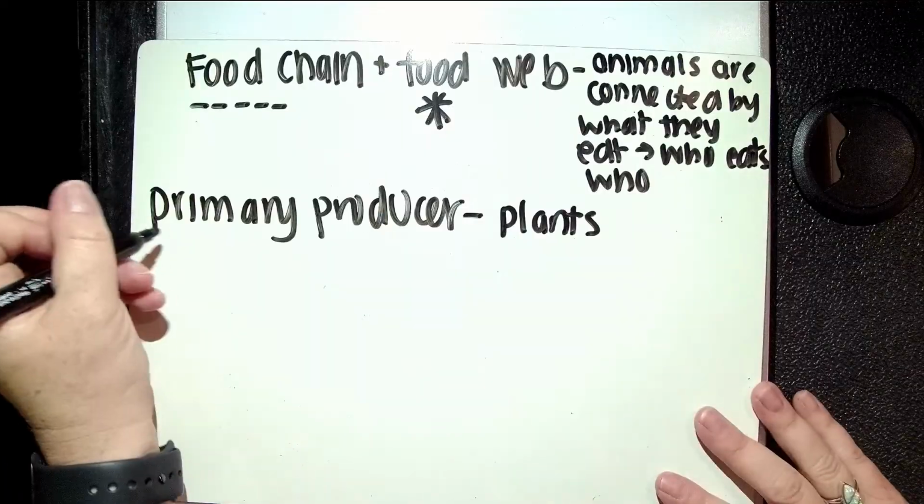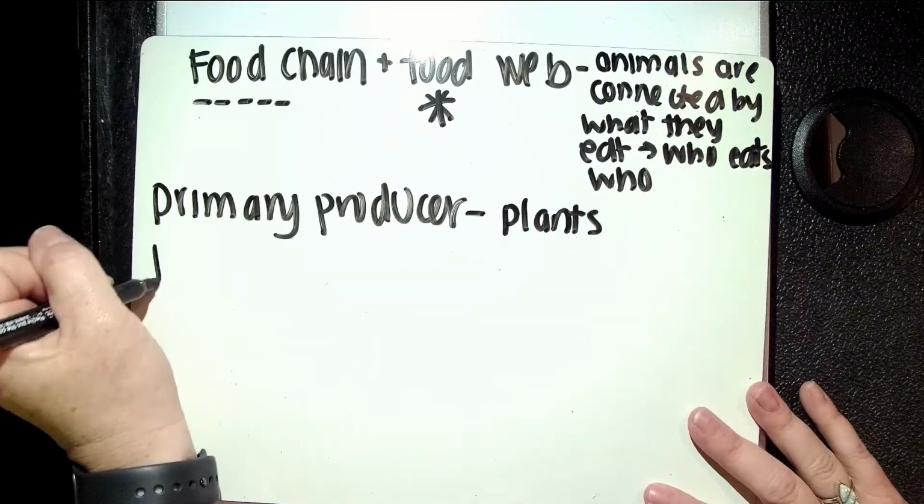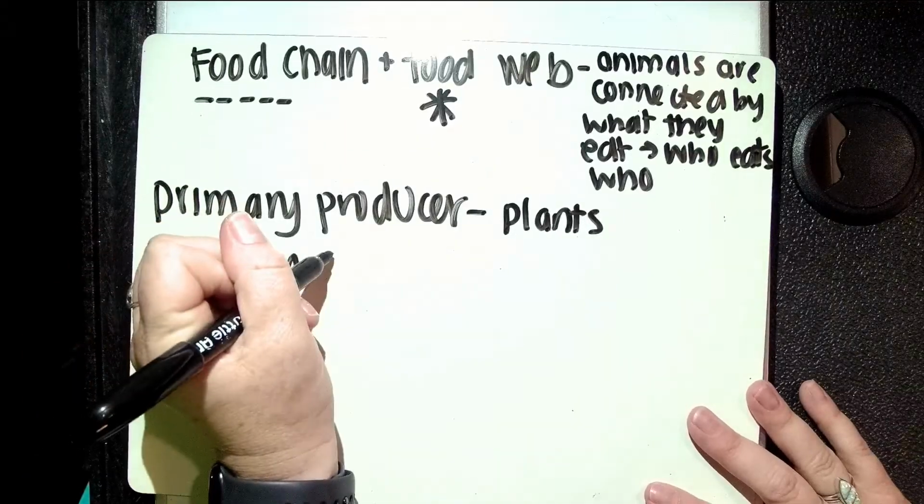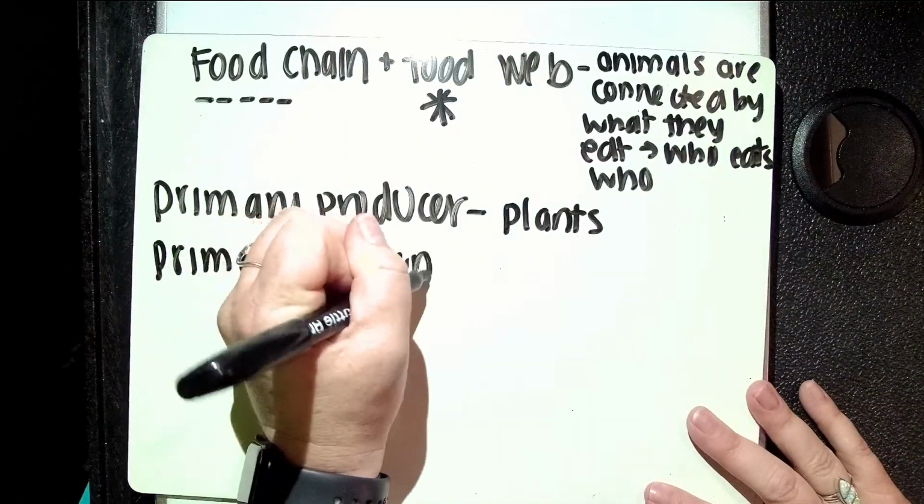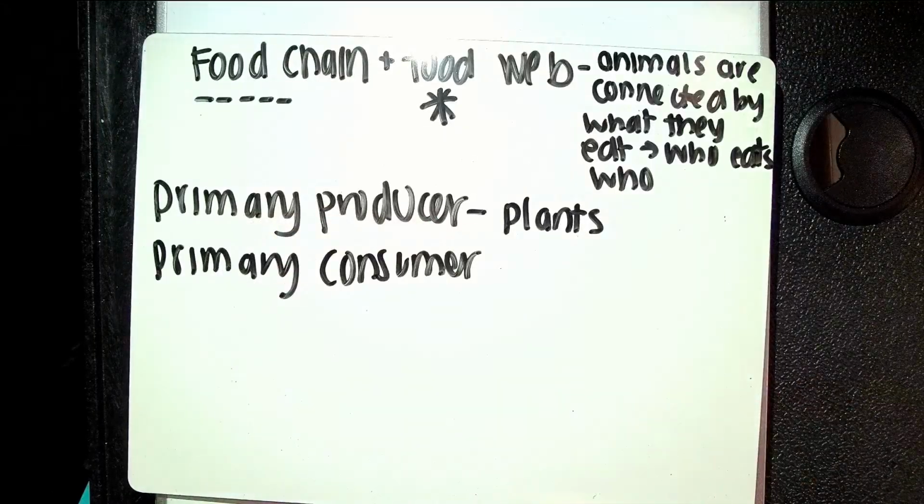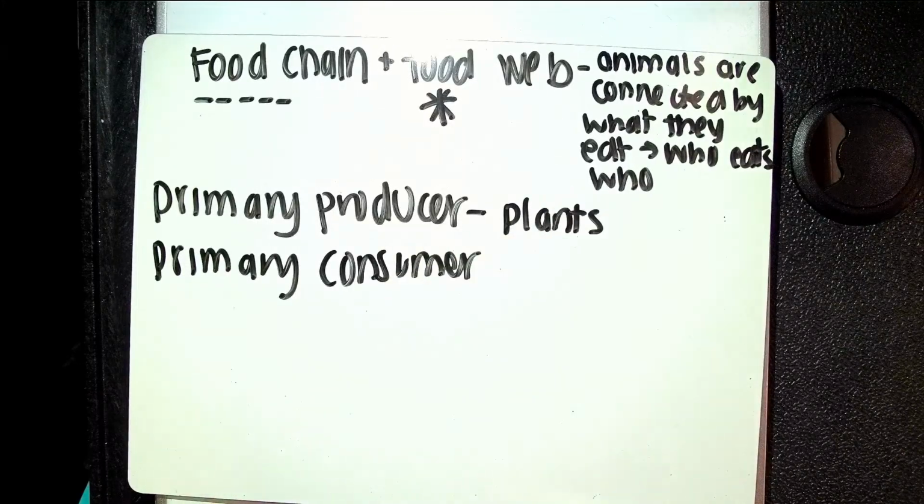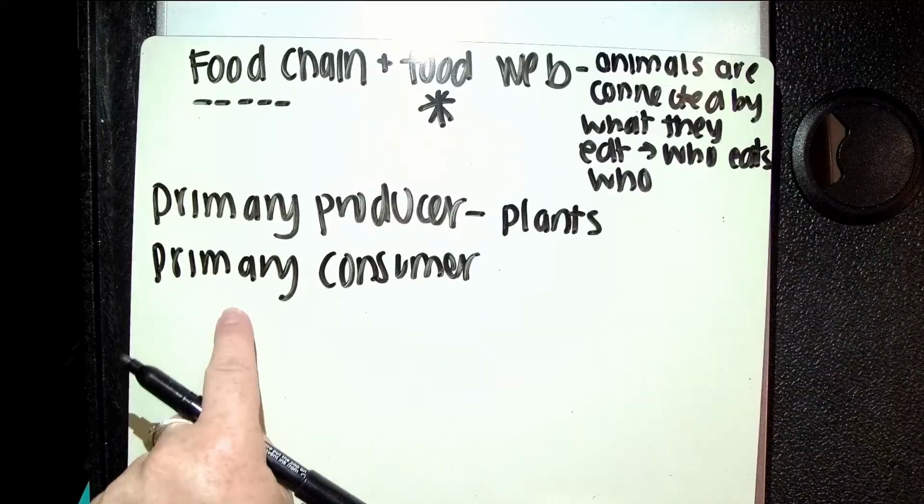So our next level after our primary producer is going to be our primary, so it's still the first, but it's called a consumer. Every time you eat something, you are consuming it. So a primary is the first thing to consume plants. So plants are producing energy, but the first thing to eat plants is going to be a primary consumer.